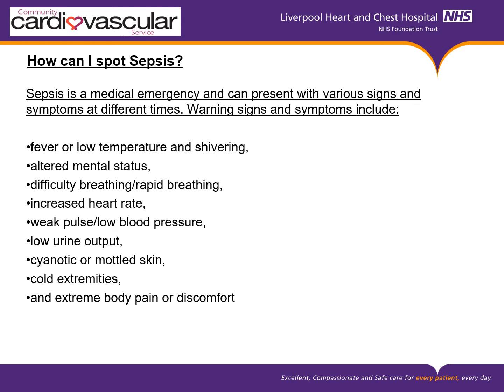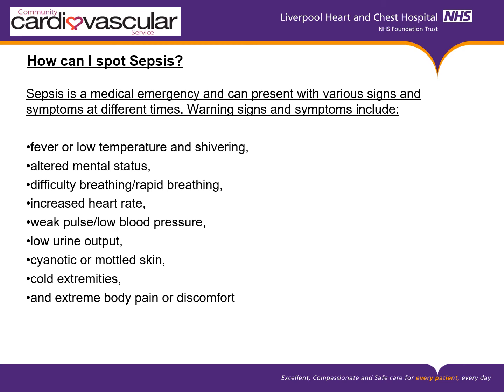Sepsis is considered a medical emergency, and some of the signs and symptoms are listed below. These include a fever or a temperature. This could be a very low temperature or a high temperature. Sometimes people often have shivering or rigors. An altered mental status, so if somebody seems confused or they seem to be slurring their words. Difficulty breathing or rapid breathing. An increased respiratory rate. Increased heart rate. If their pulse is weak, if their blood pressure is low.